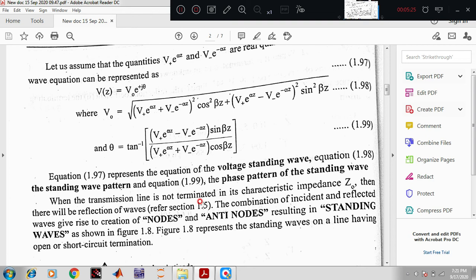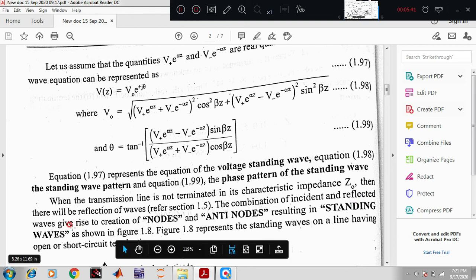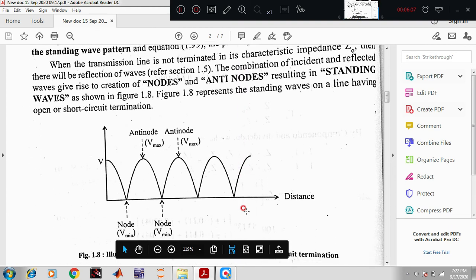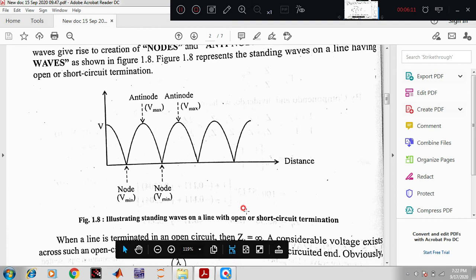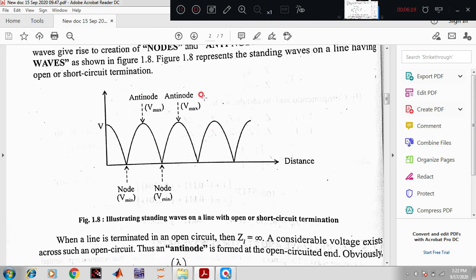The reflection of waves occurs only when there is a mismatch in the transmission line, that is ZL is not equal to Z0, and the combination of incident and reflected waves gives rise to a new form of peaks known as nodes as well as antinodes, resulting in the standing waves. Means these standing waves consist of nodes as well as antinodes. In this figure you can clearly understand how the standing waves look. So here we have antinodes as well as nodes.